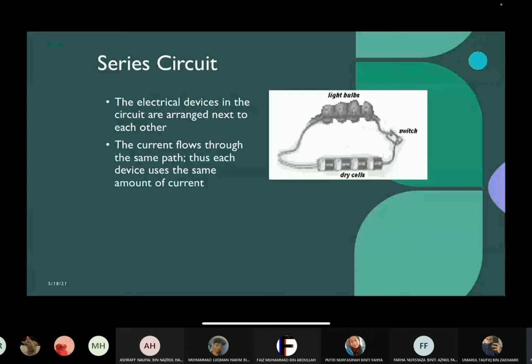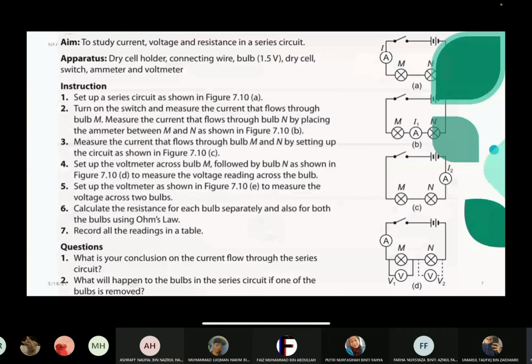Okay, so last time, did you remember I asked you to draw at the small mini whiteboard, kan? Remember last time in the class? Yes. Okay, and some of you went forward and showed your drawing. So when we say series circuit, that means electrical devices arranged next to each other. Now, the current flows through the same path. Thus, each device uses the same amount of current. So, this is important.